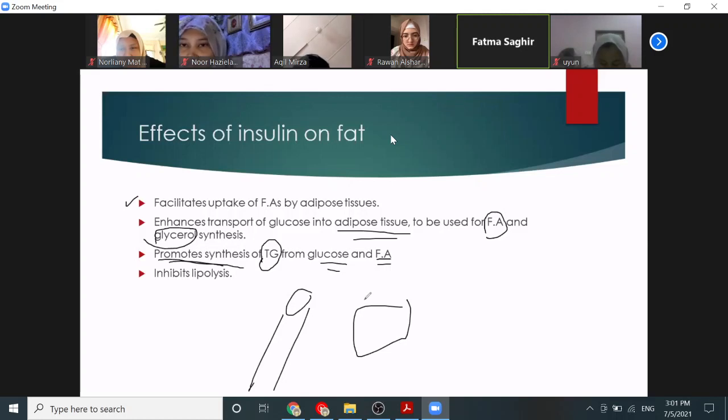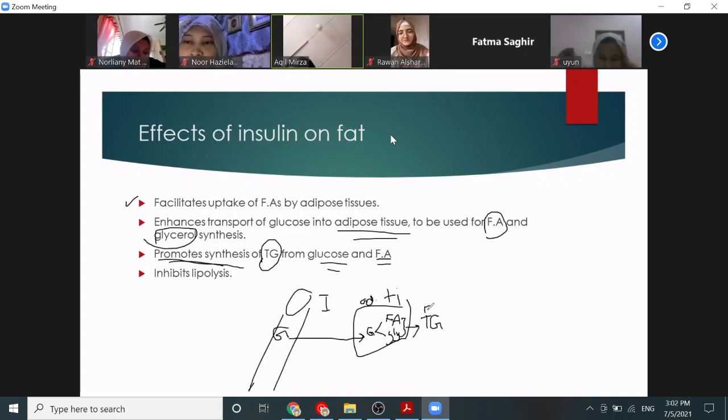Okay, blood. So this is adipose tissue. So what is insulin doing? Insulin will facilitate uptake of glucose by adipose tissue. Within adipose tissue, glucose will be converted into fatty acids and glycerol. Definitely, glycerol and fatty acids within this adipose tissue will be converted into triglyceride fat.